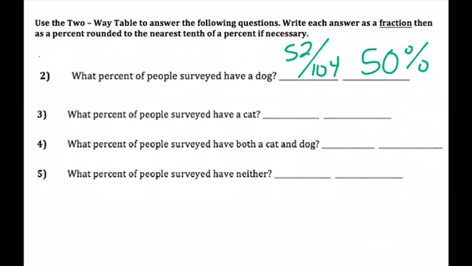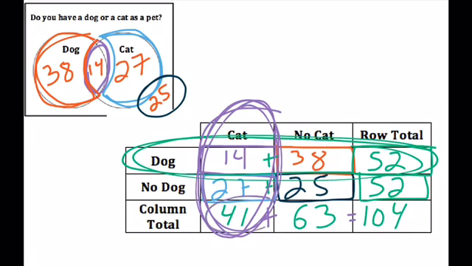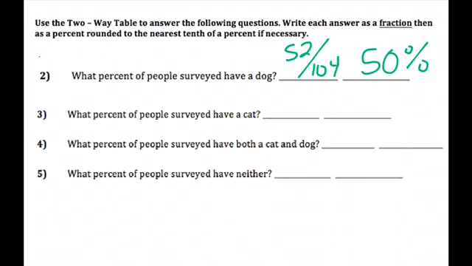Okay, number 3, what percent of people surveyed have a cat? If I go back and look at that table, I can see that this column right there represents the number of people who have a cat. So that total number is 41. So I know that 41 people out of 104 have a cat. And when you take 41 divided by 104, you're going to end up with 39.4%.